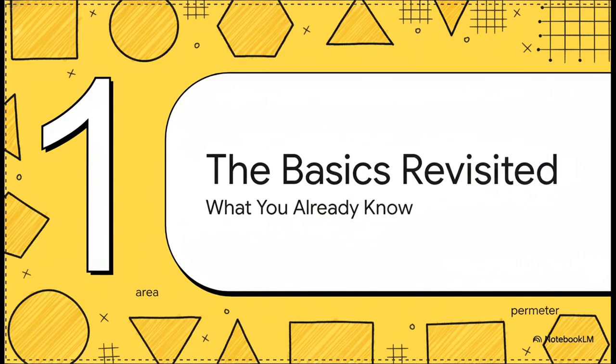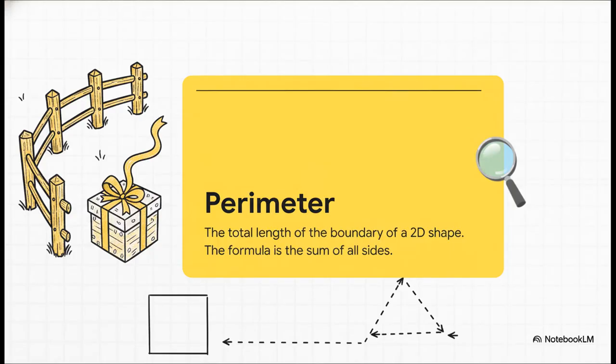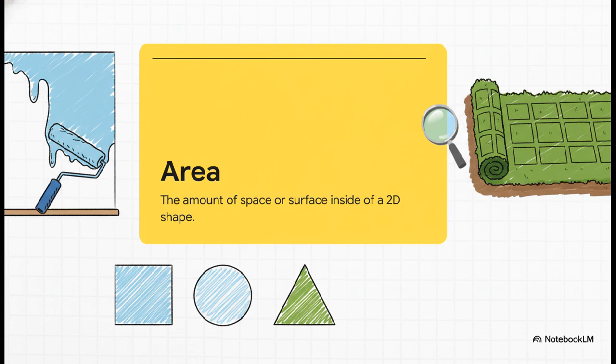All right, before we get to the really cool stuff, let's do a super quick refresh on two concepts that are the building blocks for everything else we're going to talk about: perimeter and area. So first up is perimeter. It's really simple. It's just the total distance around the outside of a shape. Think about it like you're building a fence around your yard or wrapping a gift with a ribbon. That length you need, that's the perimeter. For any shape with straight sides, you just add up the length of every single side. Boom, done.